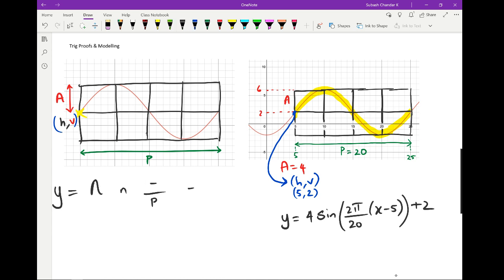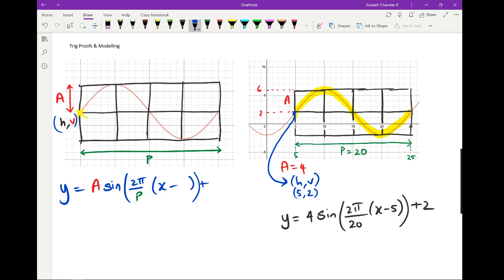I'm just going to write this equation again because the color changed. So y is equal to a sine 2 pi over p, x minus, there we go.